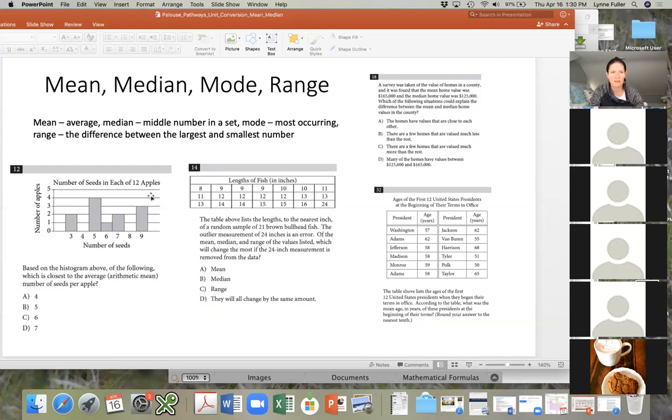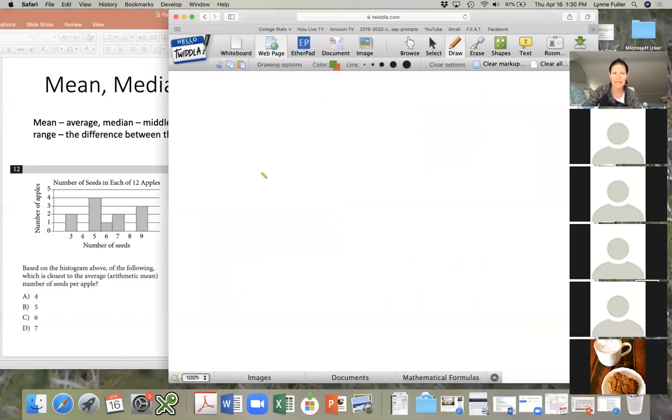So we can take a look at that as well. Okay, so question number 12. Based on the histogram above, which is closest to the average number of seeds per apple? Okay, so we're gonna have to put the average together. So average number of seeds. So it's based on the number of apples and the number of seeds. So you have 2 apples with 3 seeds. So average number of seeds per apple.